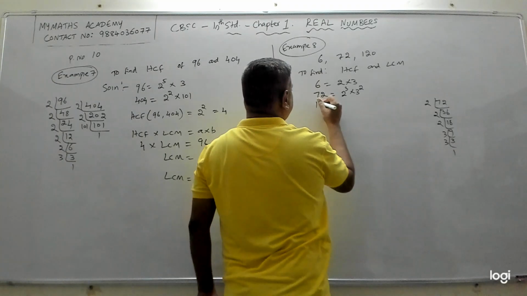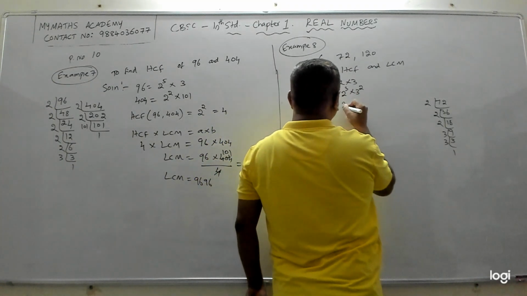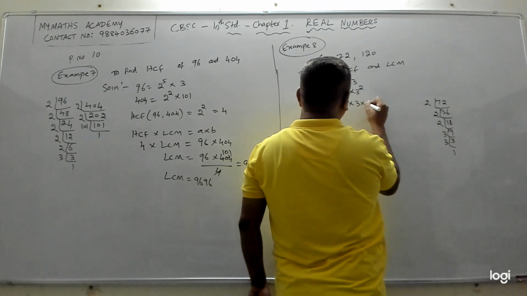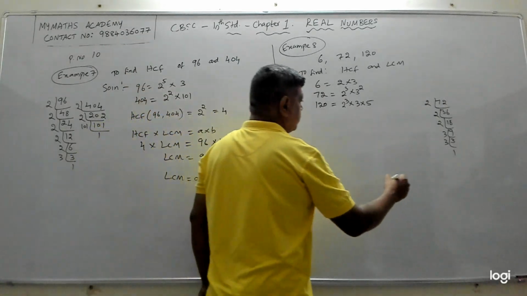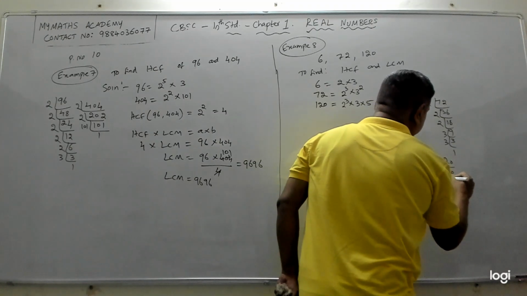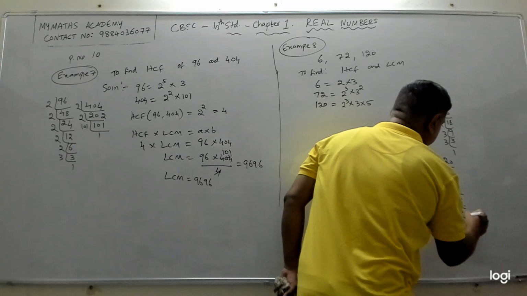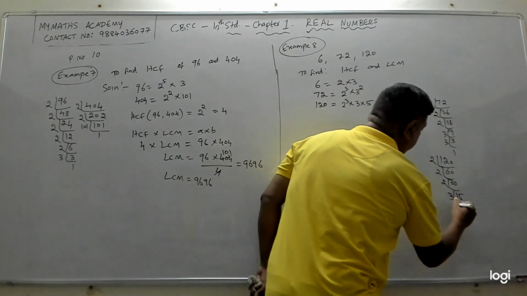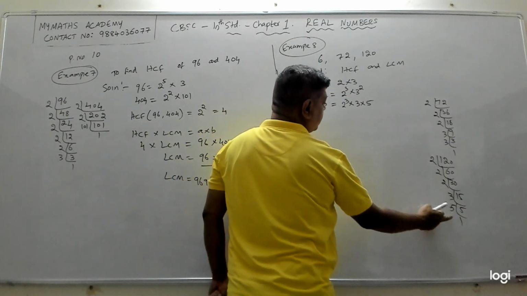Now 120 can be written as what? 120 can be written as 2 power 3 into 3 into 5. If you do this, you will get 120 = 2 × 60, 2 × 30, 2 × 15, 3 × 5, 5 × 1. So 2 into 2 into 2 into 3 into 5, which means 2 cube, then 3, then 5, that I have written.